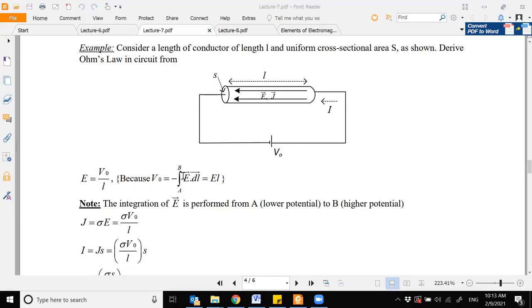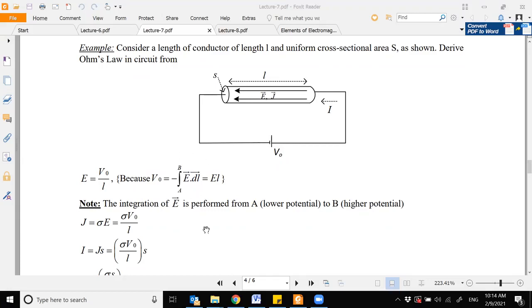Now remember one thing, guys. Whenever you want to integrate anything which is kept at a potential difference, one is at lower potential and one is at higher potential.